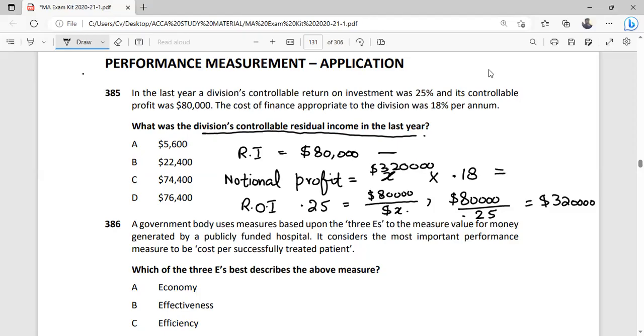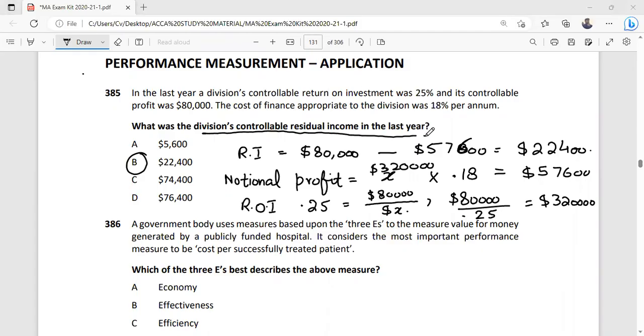multiplied with 18%. So it is 57,600. Now we will deduct our notional profit from the controllable profit to determine residual income. So you can deduct this amount from 80,000 and you have a residual income of 22,400. So this question is not the straight one in which we can calculate residual income.